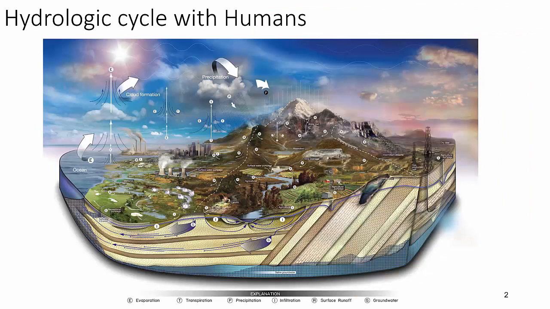The hydrologic cycle and humans. Really, it is all about runoff. We've talked about infiltration, evapotranspiration, precipitation, all the processes that are driving the hydrologic balance. Now we're getting to the point where water runs off the land.